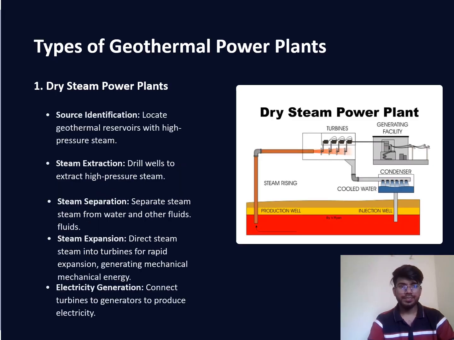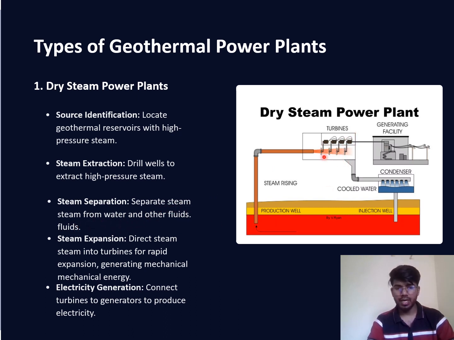Now we come to the types of geothermal power plant. The first one is the dry steam power plant. Let us understand this step by step. The first is source identification: locate the geothermal reservoir with high pressure. The second is steam extraction: drill a well to extract high pressure steam. Then steam separation: separate the steam from the water and other fluid.